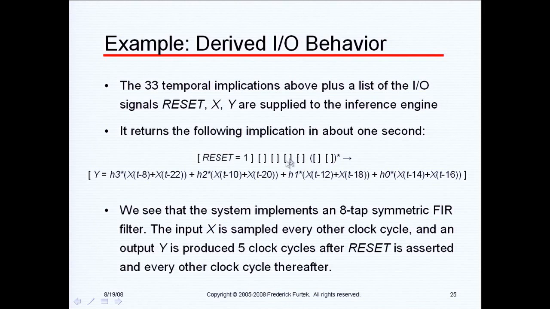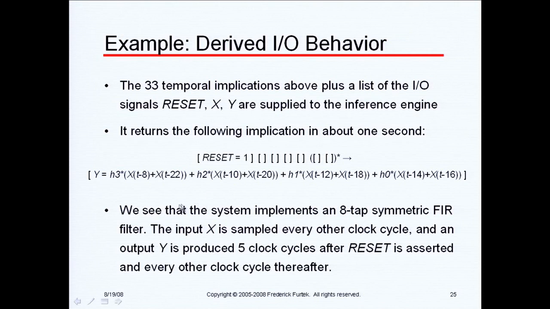The first output is produced when there are 0 iterations of this. So when we assert reset, then 1, 2, 3, 4, 5 states later, we produce this output. So 5 states after we assert reset, we get an output. And this little couplet here with the Kleene star means that we're going to get a new output every other clock cycle after we assert reset. So we'll get an output 5 clock cycles, 7 clock cycles, 9 clock cycles, 11 clock cycles thereafter.